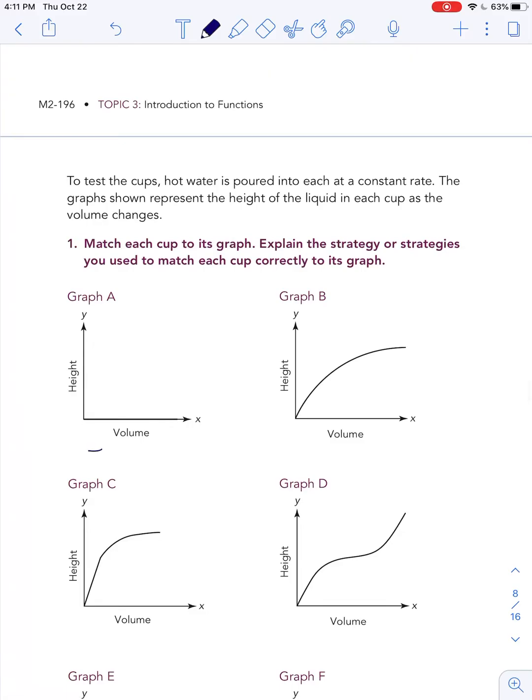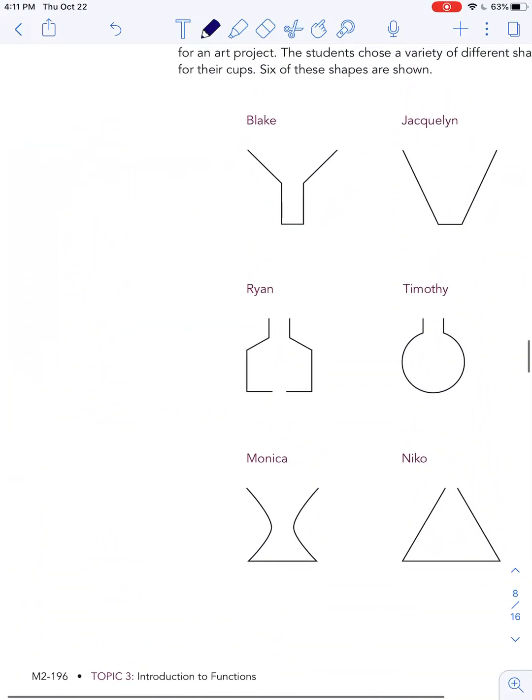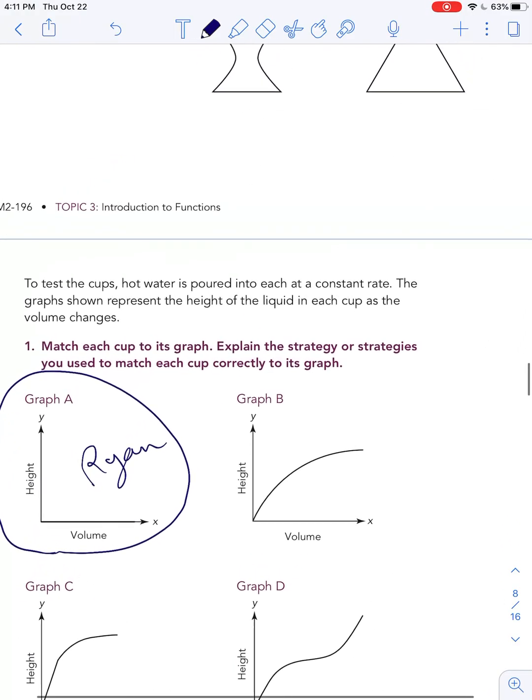Now, I'm going to start with this one right here. As you pour the water in, it doesn't have any volume. Isn't that the one I was just talking about? Because if you pour something in, doesn't it just drain right out? So I think this one would be Ryan. I'm pretty sure.